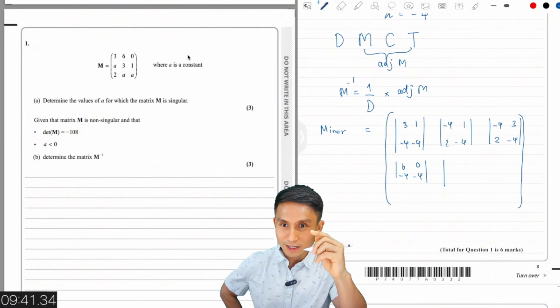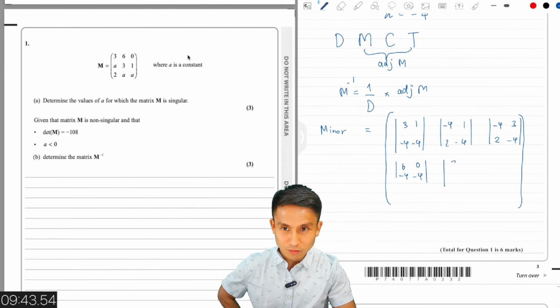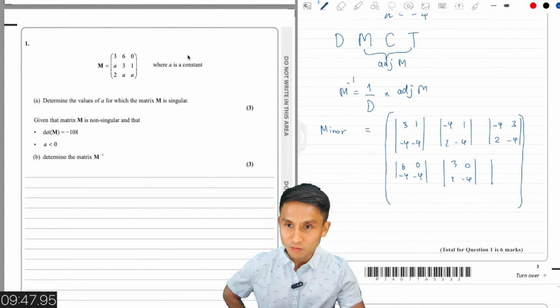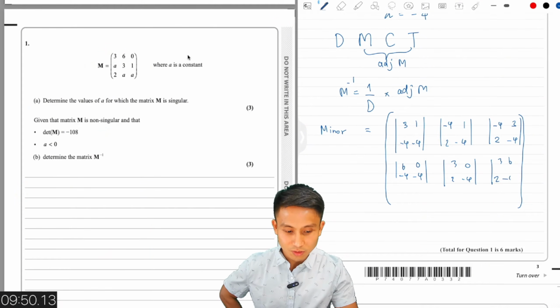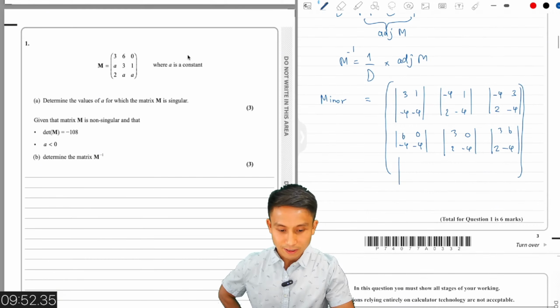And then the middle one, so it would be 3, 0, 2, minus 4. This one, it would be 3, 6, 2, minus 4. Okay, I'm warmed up now. So this one, 6, 0, 3, 1.